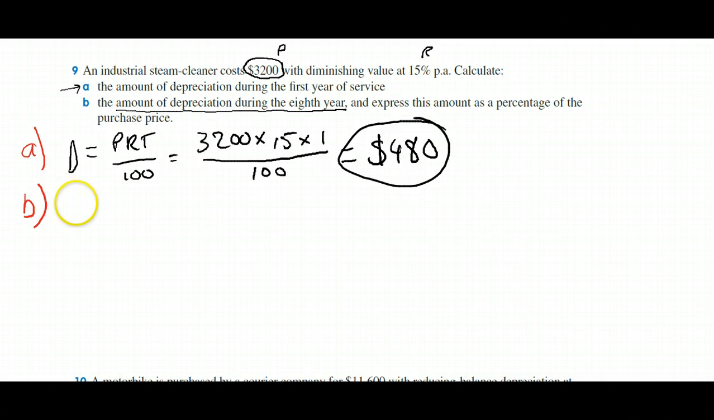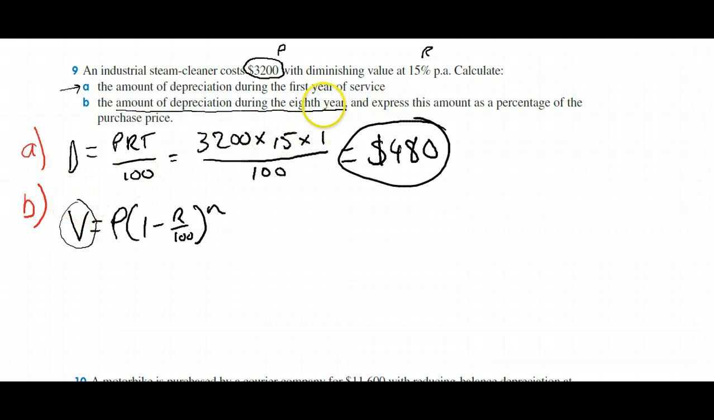So let's assume it's reducing balance, in which case, the equation is V equals P times (1 minus R over 100) to the power of n. So we could try and use this equation, but the problem with this equation is it will give us the value at the end of the 8th year, and we can work out the depreciation that occurs during the whole 8-year span, but this equation can't tell us how much depreciation occurred just in that single year. Okay, this equation is not going to be able to do that for us.